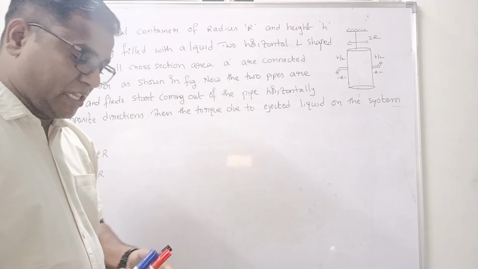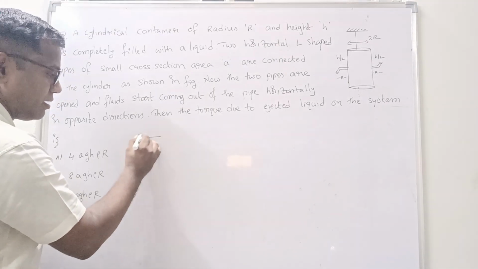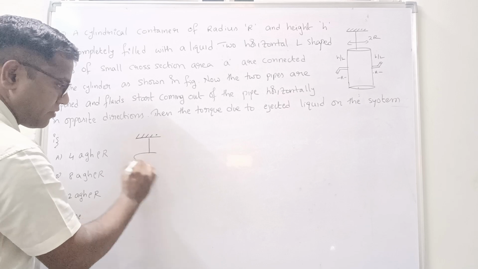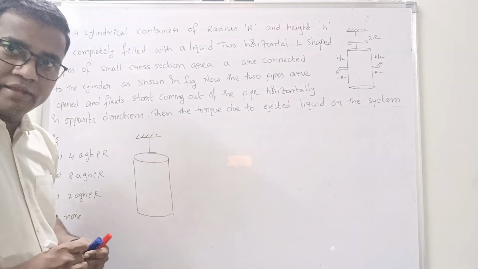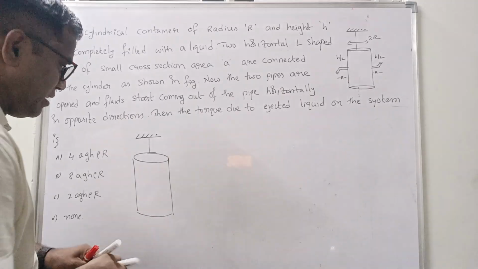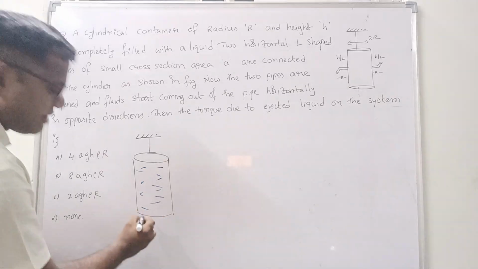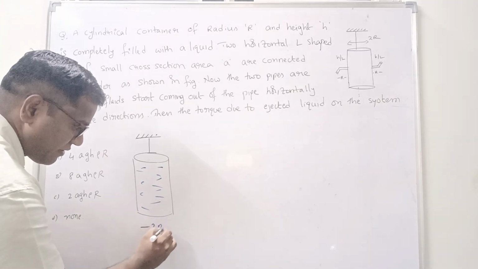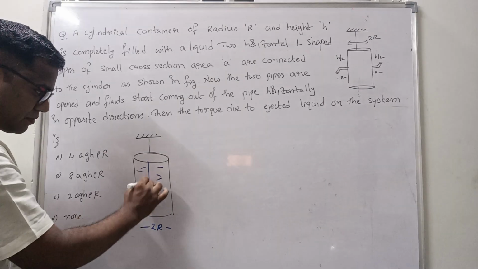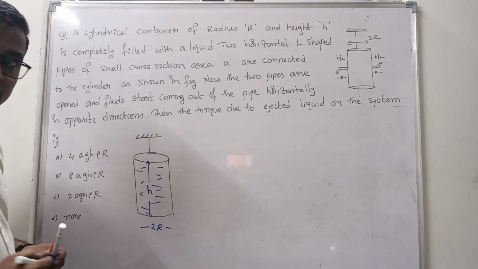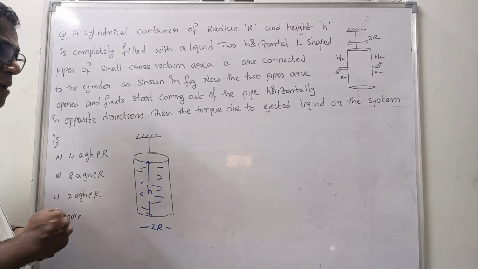Now we'll try to understand the figure. Here one cylinder is there, and the cylinder is completely filled with liquid. The diameter is given as 2r, and the height of the cylinder is h. Now, two horizontal pipes are connected.